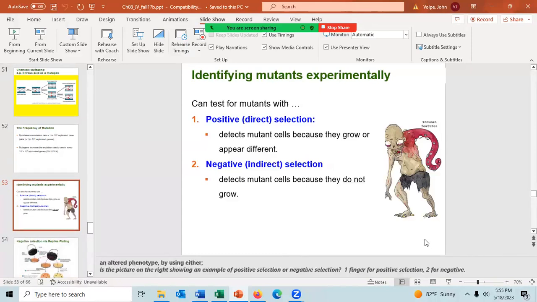All right, let's talk about identifying mutants experimentally. You can test for a mutant with a positive direct selection. It detects the mutants because they grow or appear differently. For example, if someone like this were to go walking down the street, you'd say, yep, that's a mutant. Negative or indirect selection detects mutant cells because they do not grow. And I'll show you an example of negative or indirect selection.